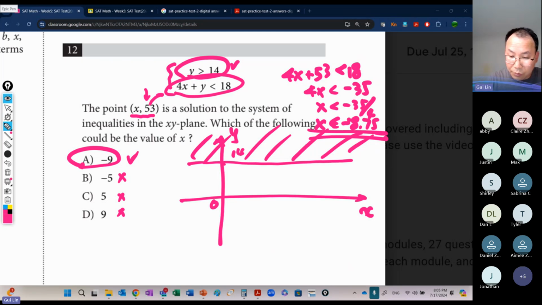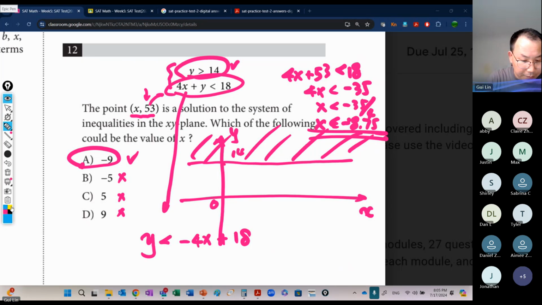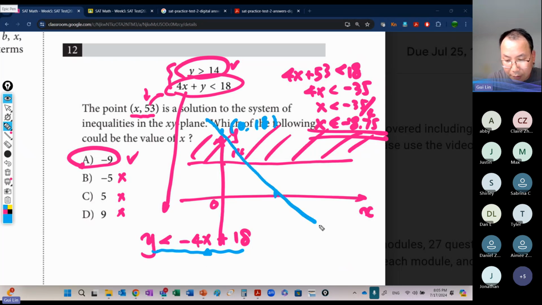We can also graph here as well. You can change this part to y less than negative 4x plus 18. So you guys do know how to graph? When you graph this part, 18 is about here, the y-intercept is 0, 18, right? What about here? Here is about 4.5. So it's like this linear line. Of course, it should be a dashed line, right? When you graph here it will be a dashed line. So here is 4.5, 0. Here is 0, 18. So there is some intersection here.